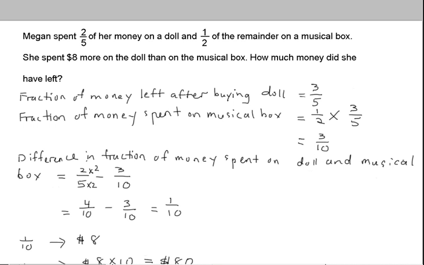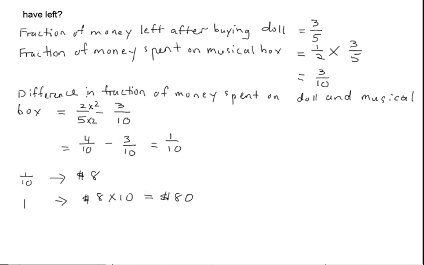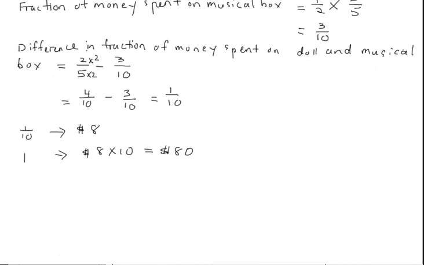So how much money did she have left will be, there are many ways to do this, 2 ways. One way is to find the amount of money she spent on the doll, that is 2/5 times 80. And then you find the amount of money she spent on the musical box, right? That is 3/10 times 80. And then you take 80, you minus those two numbers.